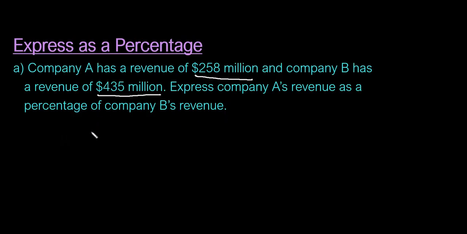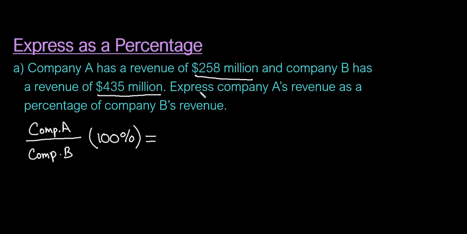In order to do that, we are going to take company A's revenue and divide it by company B's revenue, and then multiply that decimal answer times 100%. Technically, we would just put 100 into the calculator, but we want to make sure that our final answer is in percent. That's why I put the percent there.